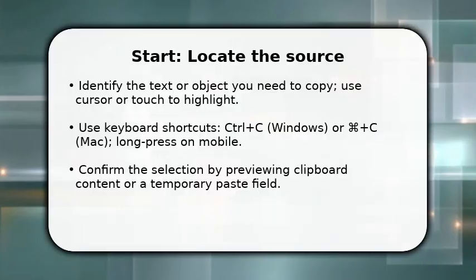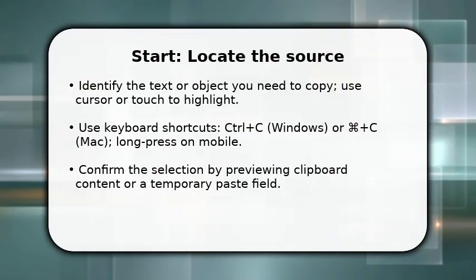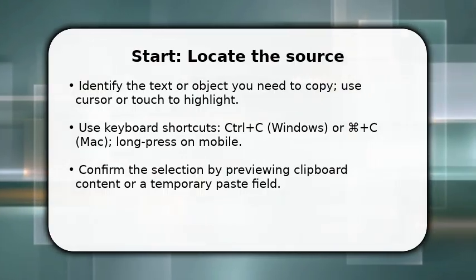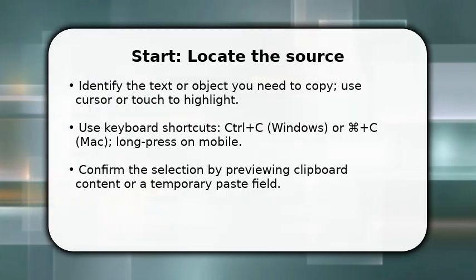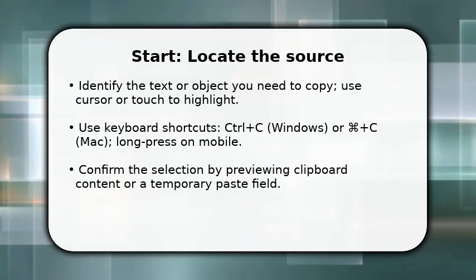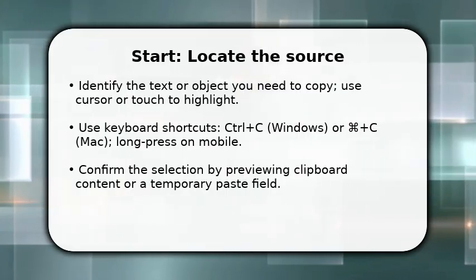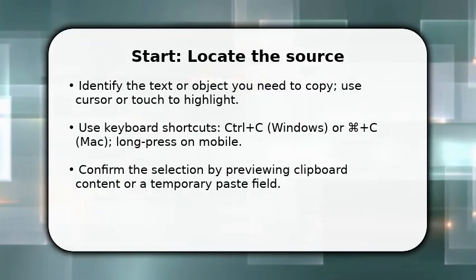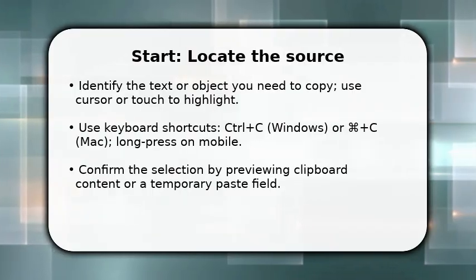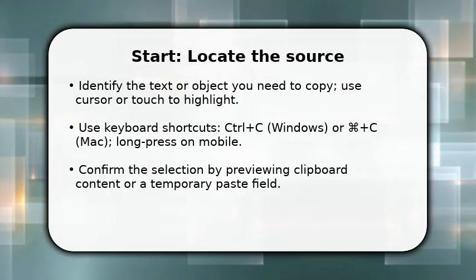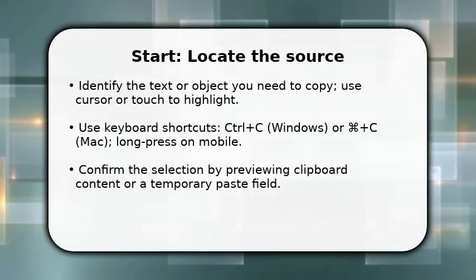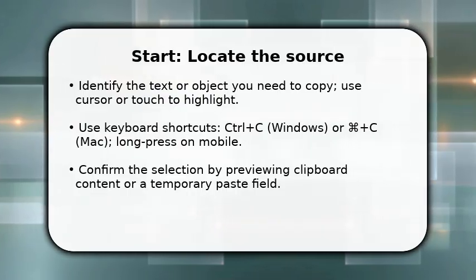You begin by finding the exact text or item to copy and why it matters. Precision saves time. Use your cursor or finger to select only the portion needed. Once selected, press Ctrl+C on Windows or Cmd+C on Mac, or long press and choose Copy on mobile. Make sure to briefly paste into a scratch field to verify the content copied correctly, because an invisible formatting error can ruin downstream paste operations.